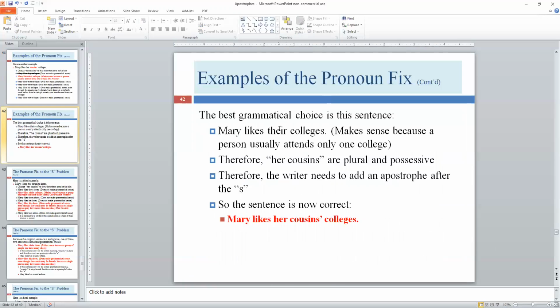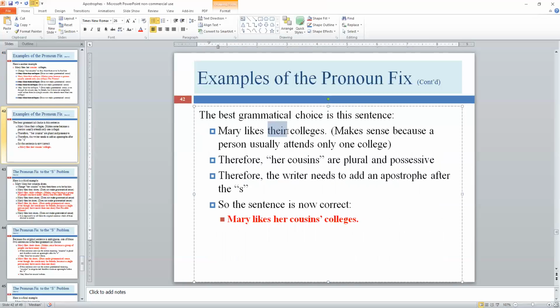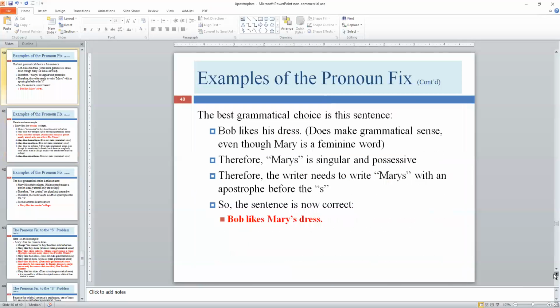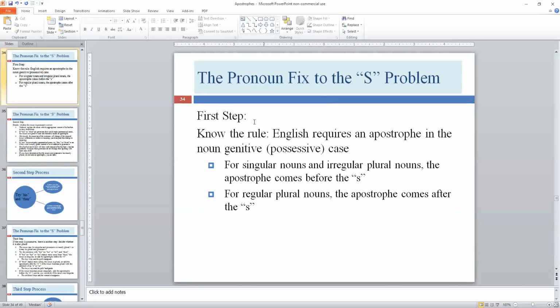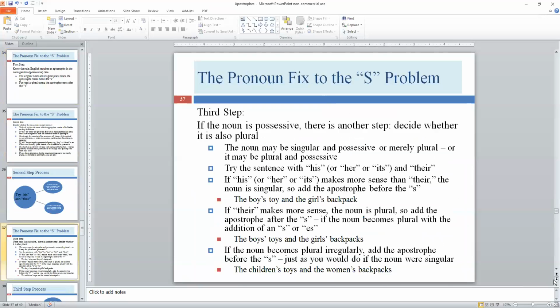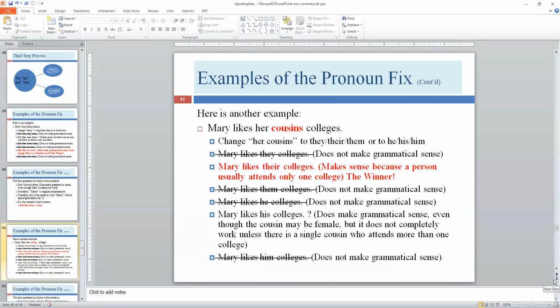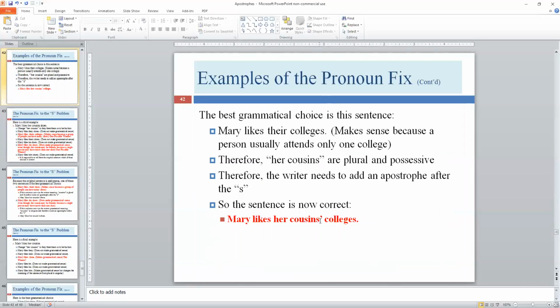So we know that the cousins is plural. There's more than one cousin. And we also know that because of our use of their, that it's going to be in the genitive case. And so we're going to need to have an apostrophe. Because the word cousins is plural, we do S apostrophe. Cousins becomes plural in the regular way with the addition of an S. So here's our rule. For regular plural nouns, the apostrophe comes after the S. So we're going to follow that rule. And we have Mary likes her cousins' colleges, S apostrophe.